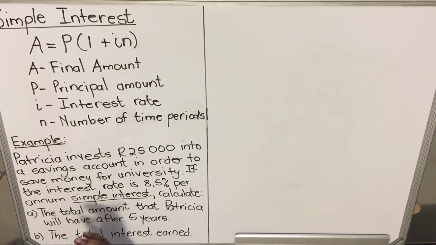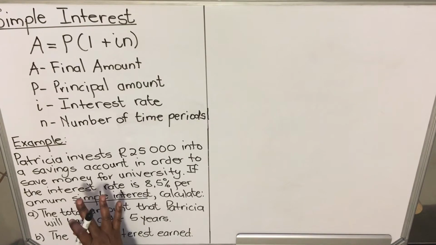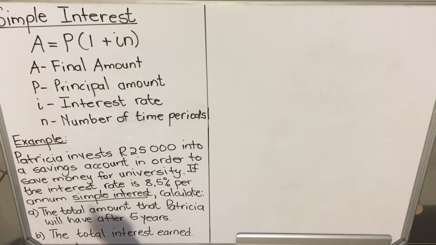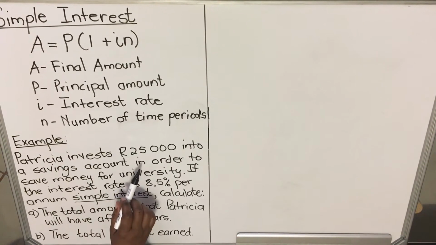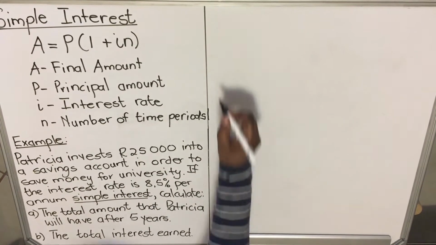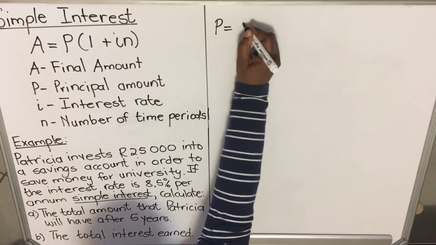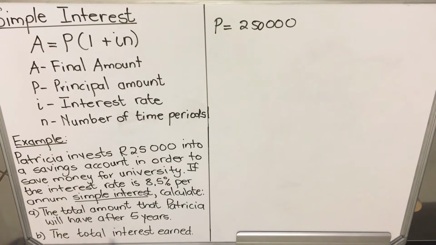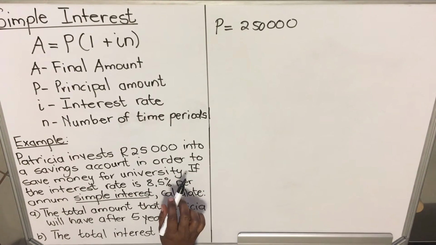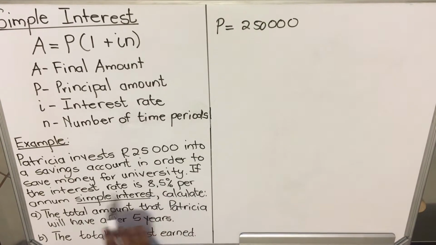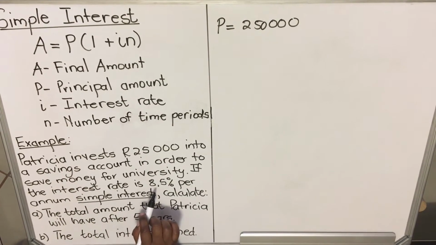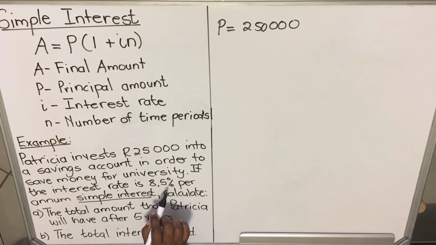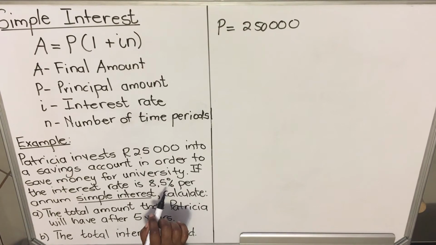In financial maths, to get it right, we read it the first time. The second time when you read it, we write what we are given. Patricia invests 250,000, that is the money that she has invested. So that's your P. Your P is 250,000 in a savings account in order to save for university. If the interest rate is 8.5%, percent means in 100.